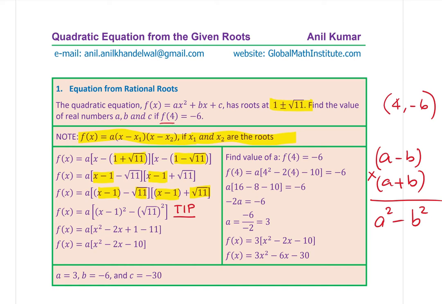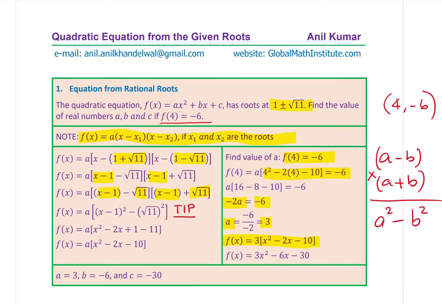So now we are going to use this particular information, f of 4 equals minus 6. Substituting x as 4 and f of 4 as minus 6, we get our equation in the form a times (4 square minus 2 times 4 minus 10) equals minus 6. Within the bracket, 4 square is 16, 16 minus 8 is 8, and 8 minus 10 is minus 2. So we get minus 2a equals minus 6. Solving, we get a equals 3. So once you get a equals 3, we get the function 3 times (x squared minus 2x minus 10). Multiplying each term with 3, we get 3x squared minus 6x minus 30.